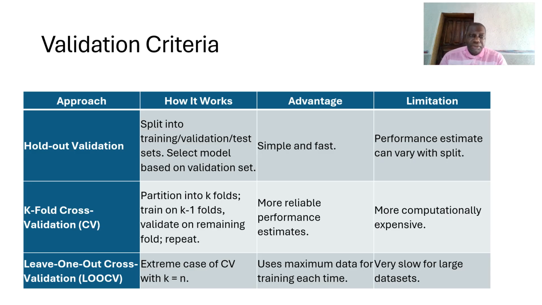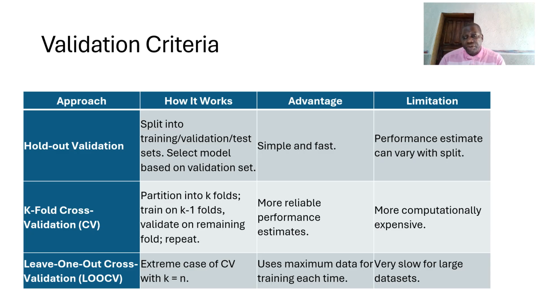For validation, we have three types. We have the holdout validation, k-fold cross validation. For holdout validation, which is the simplest and the fastest, we just split the data into train data and test data, and select our model based on the validation set. The performance estimate can vary depending on the ratio of train to test data that we use.